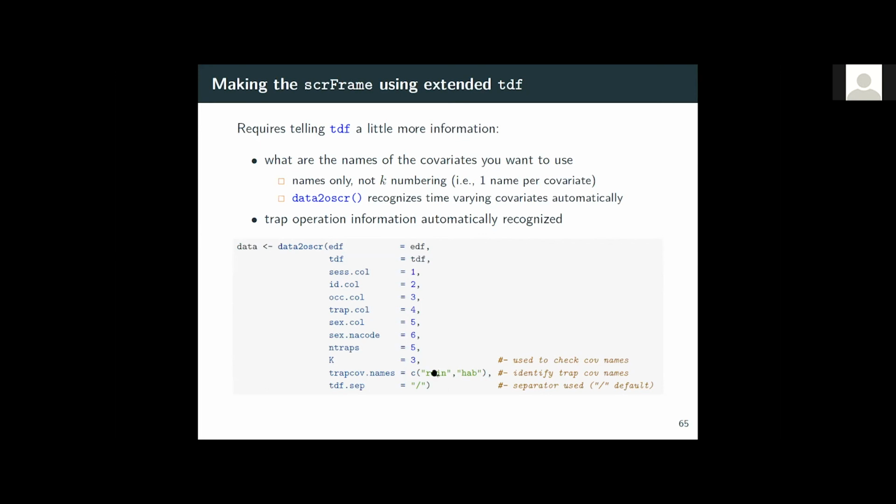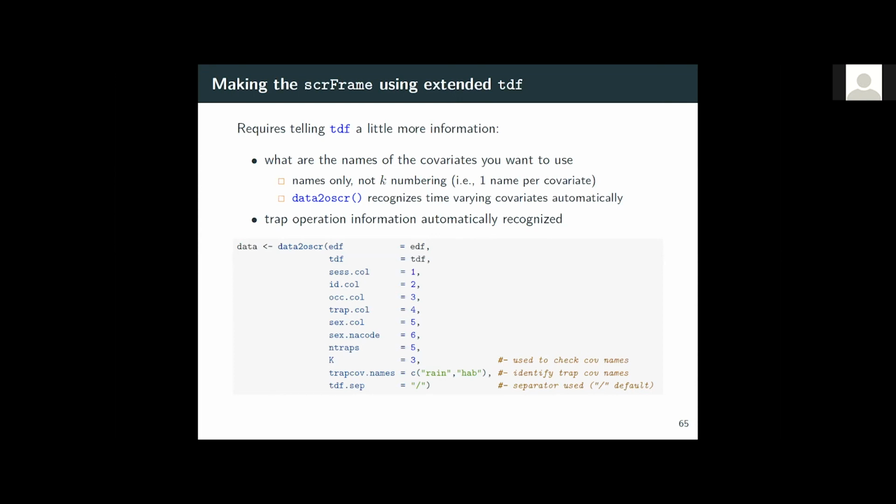Data to oSCR is going to look at anything that's called rain, and if it has an index after it, it's going to say, okay, this is time varying. If it doesn't have an index next to it, it's going to say this is not time varying, and it's going to do all of that under the hood. And just notice here that I've reverted back to specifying the columns directly.